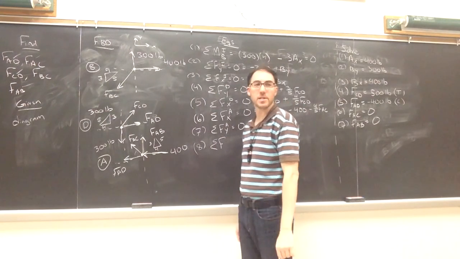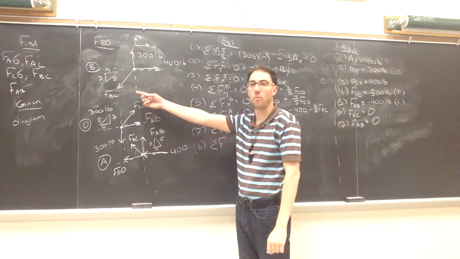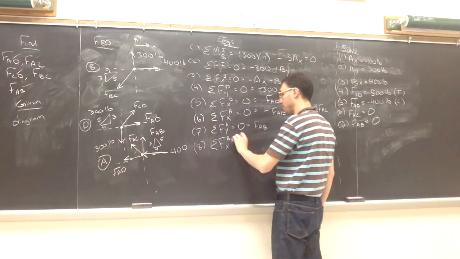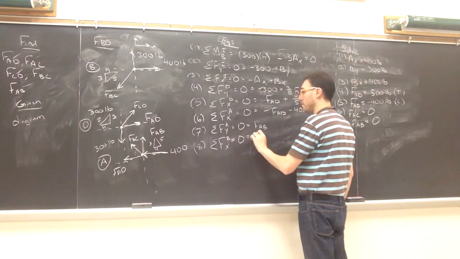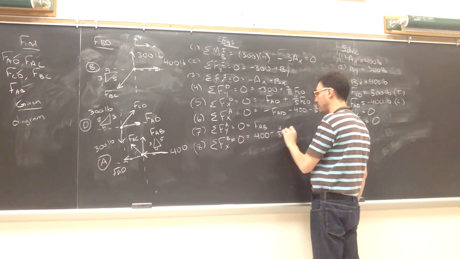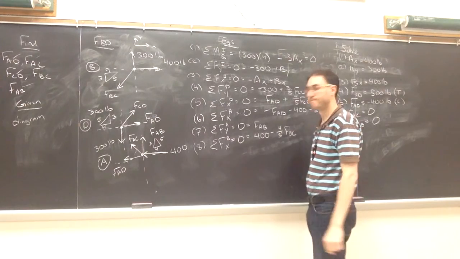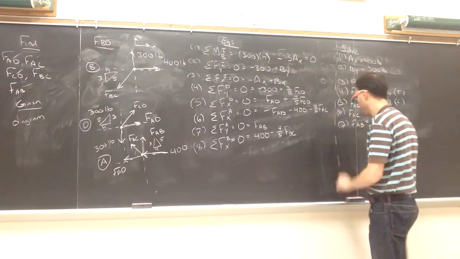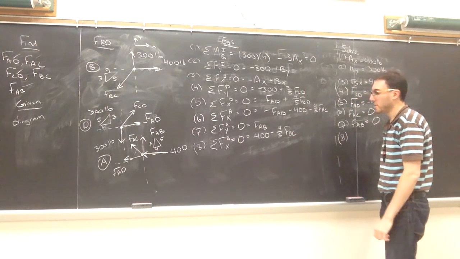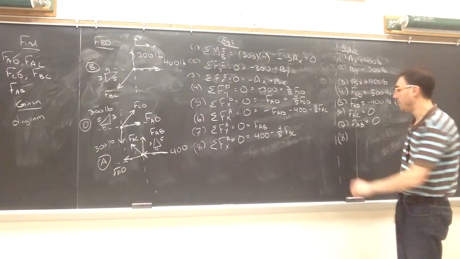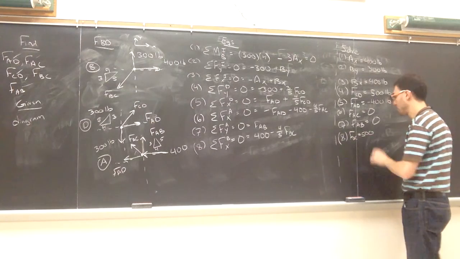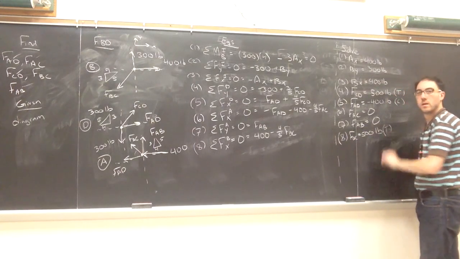It really doesn't matter if I use X or Y here because I only have one unknown in my picture. So I'll just go with X in picture B. I will get 400 minus 4/5 FBC. Solving, FBC must be equal to 500 pounds, and that will be in tension.